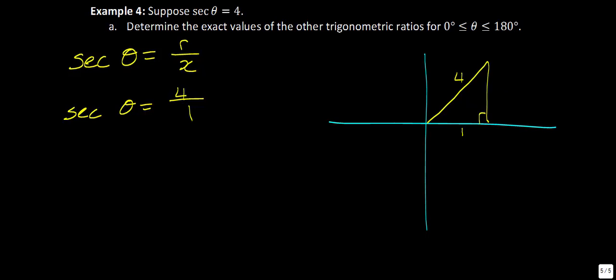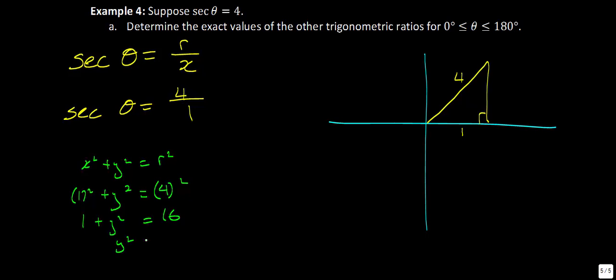To get that y coordinate, we'll just use Pythagoras again. So we have x squared plus y squared is equal to r squared. We know that my x is 1, so we have 1 squared plus y squared is equal to 4 squared, being my r. This gives me 1 plus y squared is equal to 16, and y squared is equal to 15, or y is equal to the square root of 15. So we now know all of our side lengths. Because it wanted you to get all the other trig ratios, that's basically all you have to do here. This one was just working perhaps a little bit backwards compared to the last question.